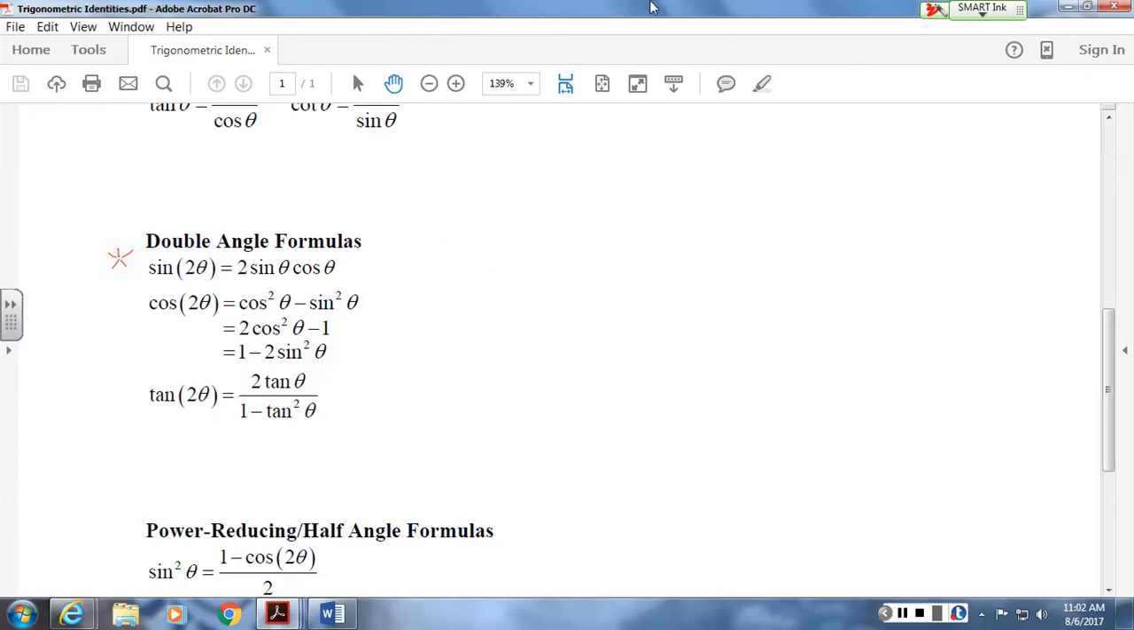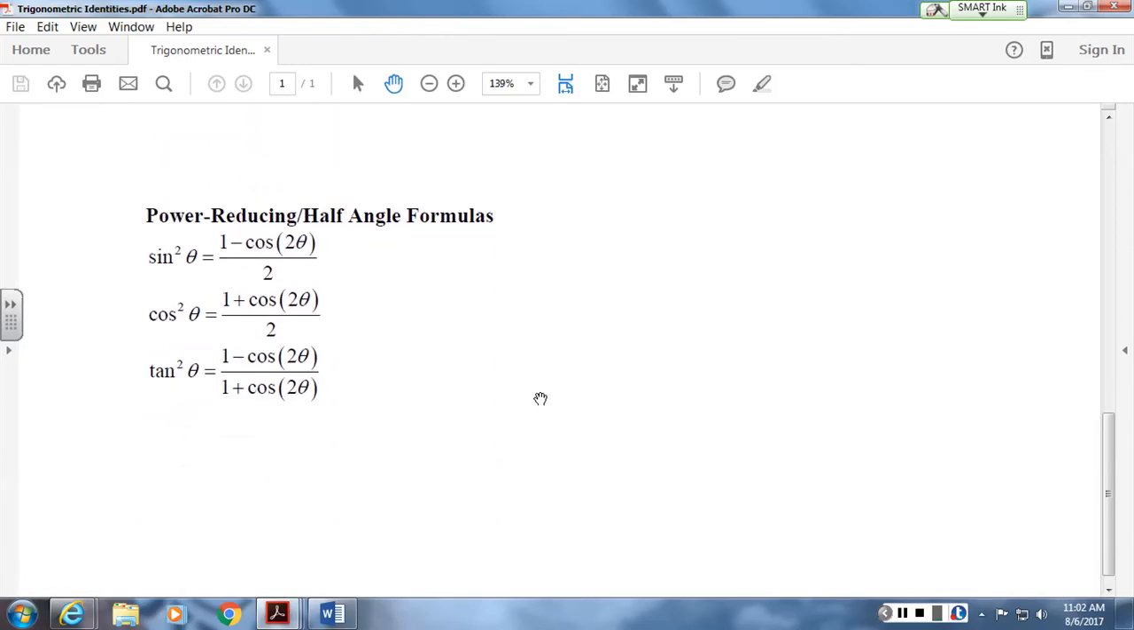The power reducing half angle formulas are the same formula, but you'll call it the power reducing formula if you are trying to go from a squared function down to something that only has a power of 1. That cosine there has a power of 1 rather than the power of 2 like you see here. So we have reduced the power. If we're moving from this direction to this direction, we've reduced the power from 2 to 1.